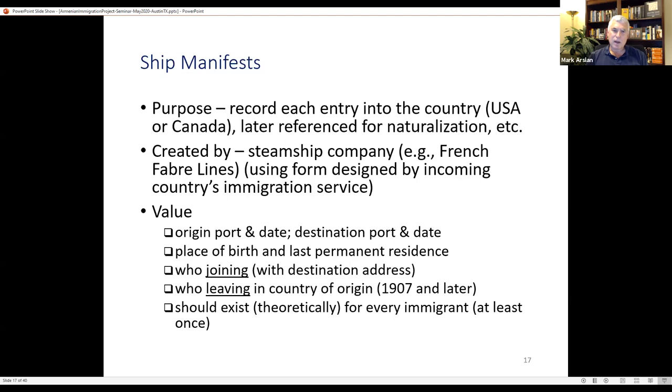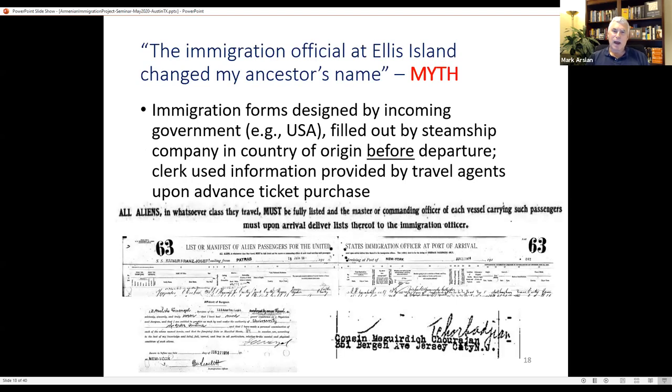You can see what port they sailed from, the date, where they arrived, the date, where they were born, where was their last permanent residence, who are they joining, who are they leaving, and all this other information. But this information was filled out by the steamship company.